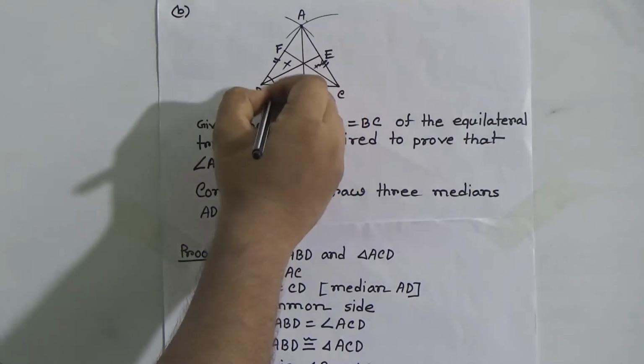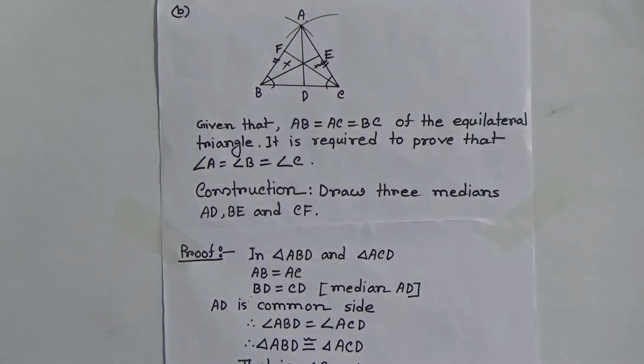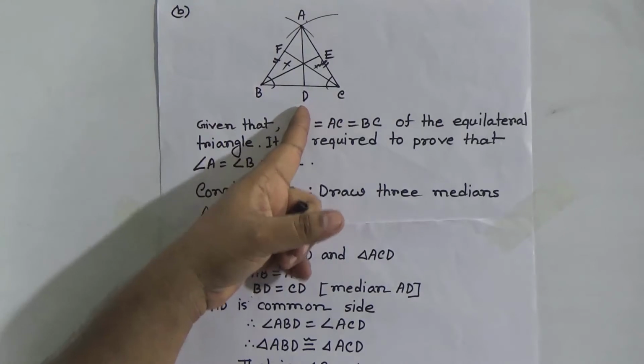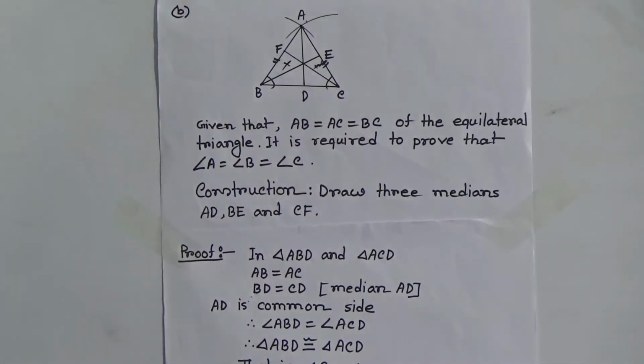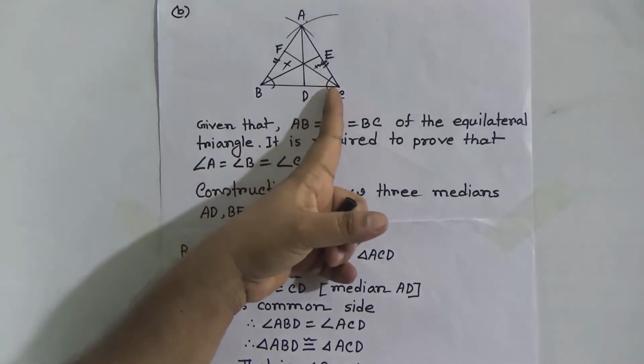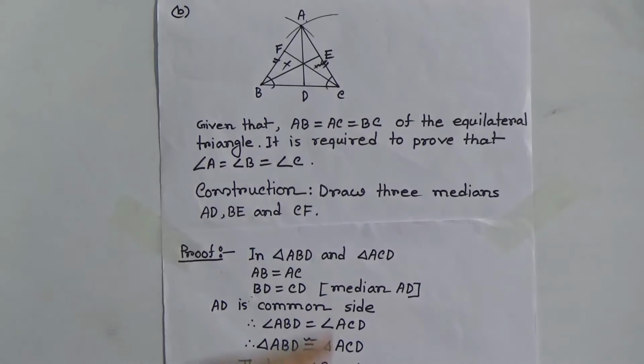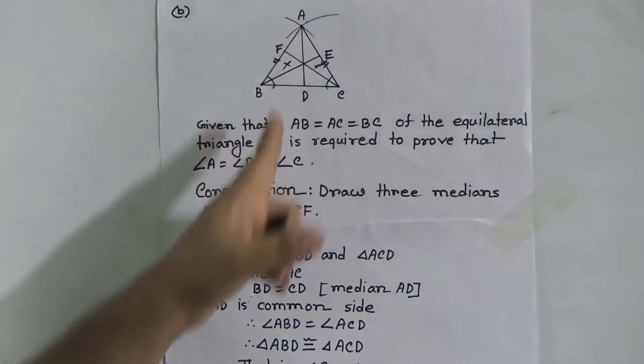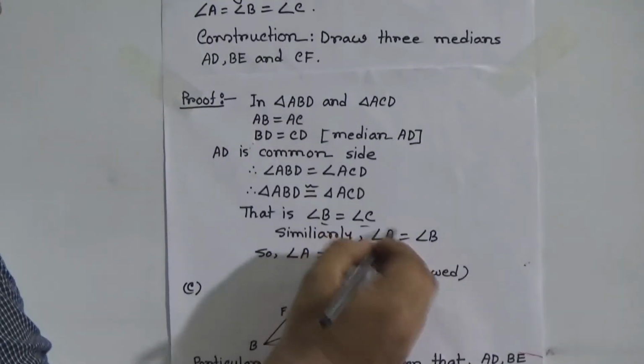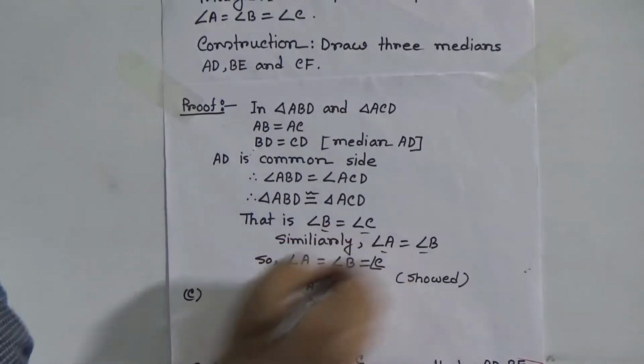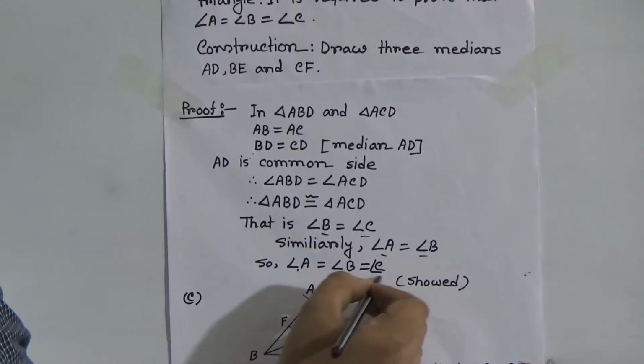So we can say angle ABD equal to angle ACD, as two sides are equal and the included angle is also equal. So we can say these two triangles are congruent. That means triangle ABD congruent to triangle ACD. That's why we can easily say that angle B equal to angle C. In similar way, we prove angle A equal to angle B. As B equals C and A equal B, so from these two statements we can write angle A equal to angle B equal to angle C.